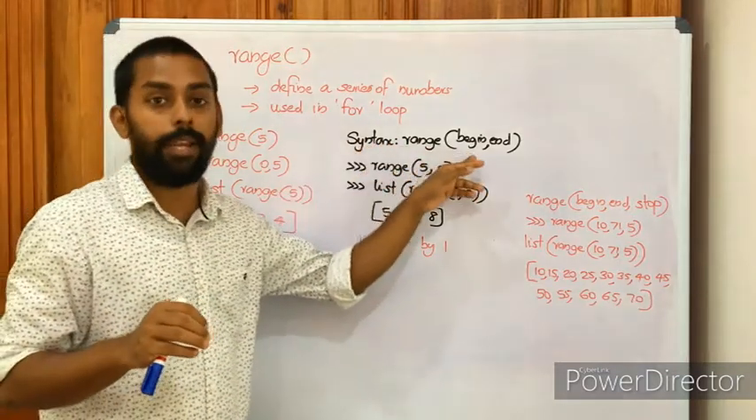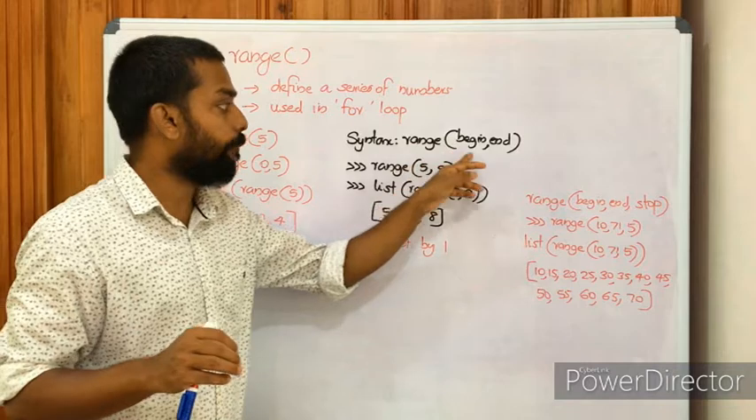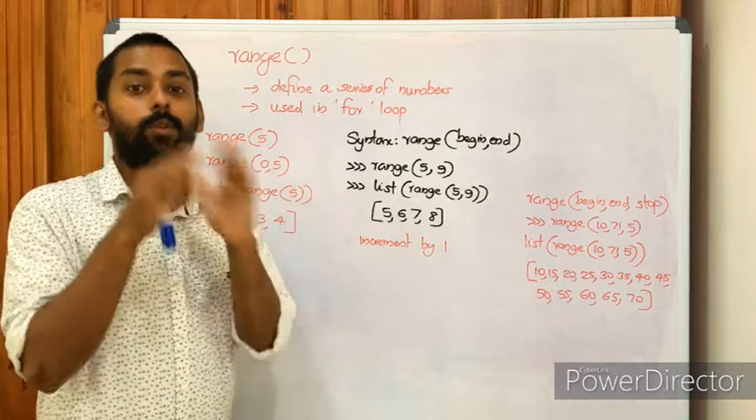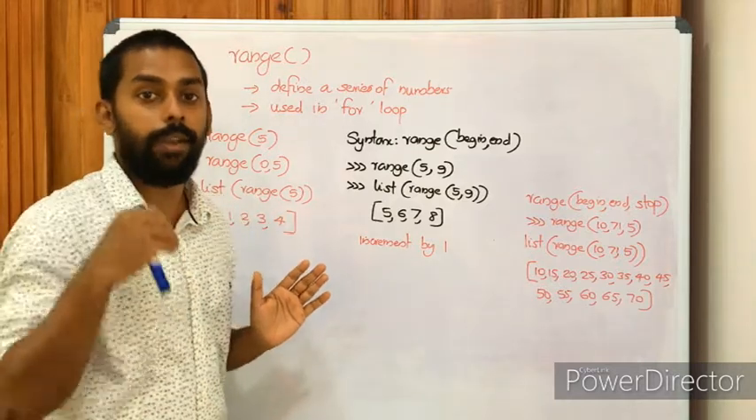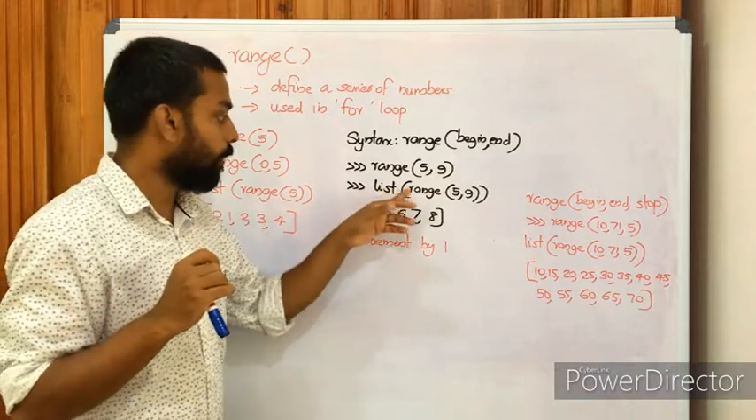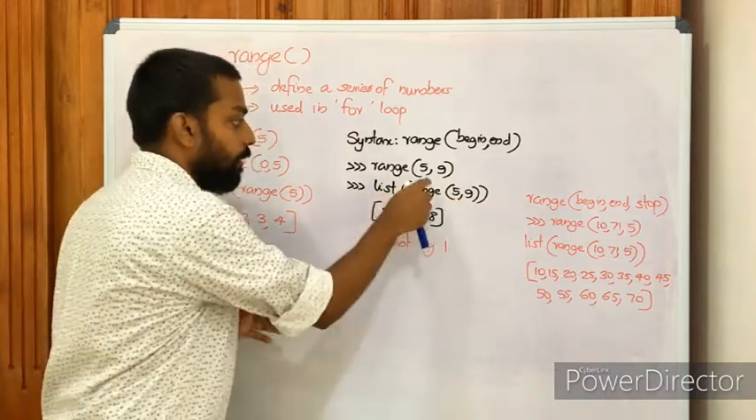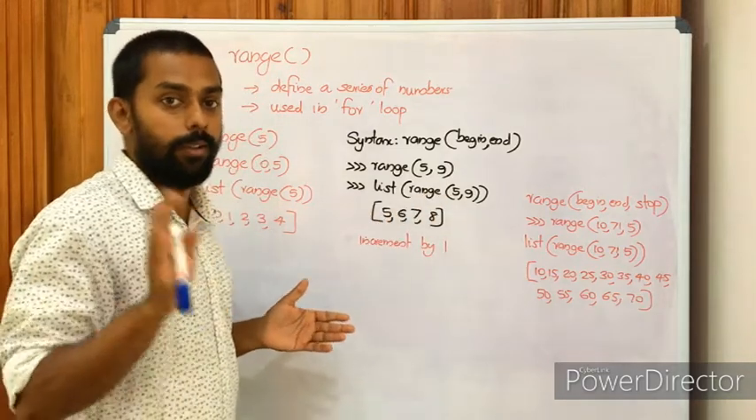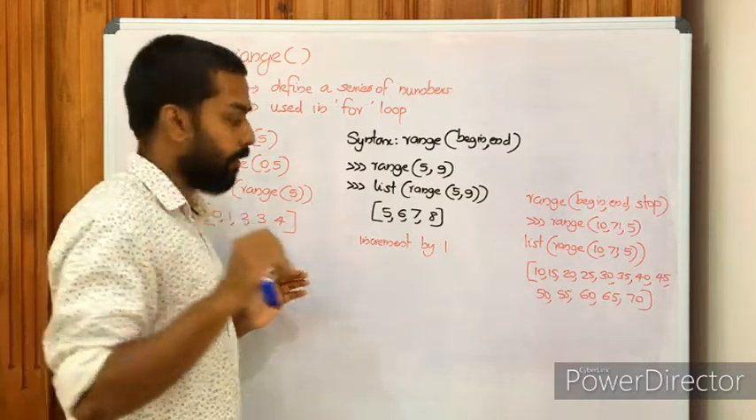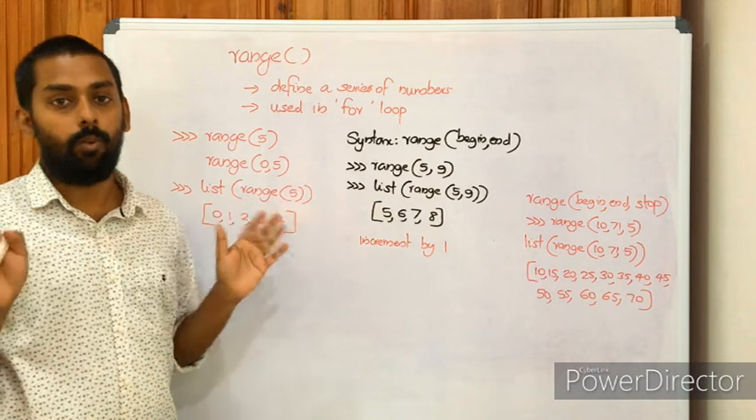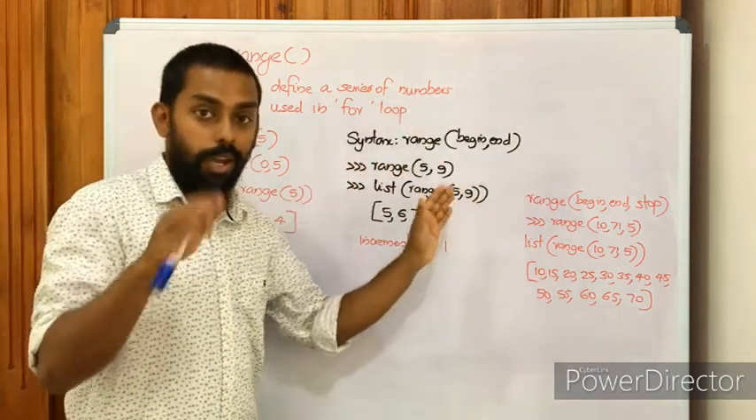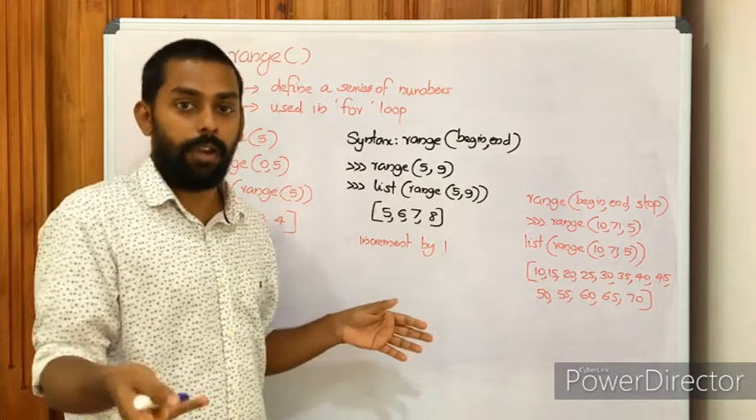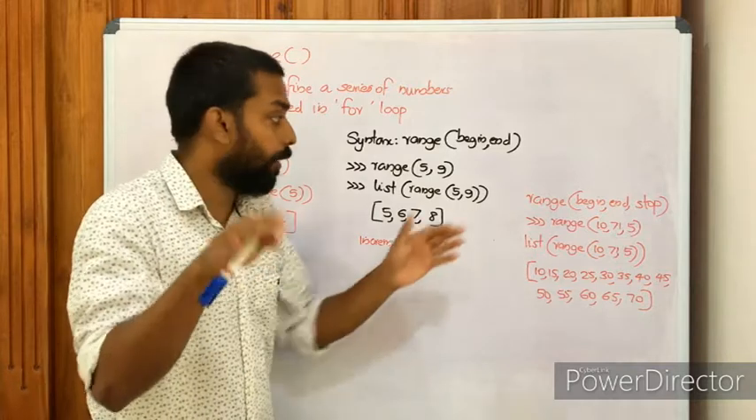But we can specify the beginning using this syntax, range of begin comma end. Range of 5 comma 9 means it starts with 5 and ends with n minus 1, that is 8. List of range of 5 comma 9 starts with 5 6 7 8. It won't print 9 because it's up to n minus 1, that is up to 8, including 8. Both these increment by 1, and we can change that value. We can increment by 2, we can increment by 5, using any number. That is what our next example is.